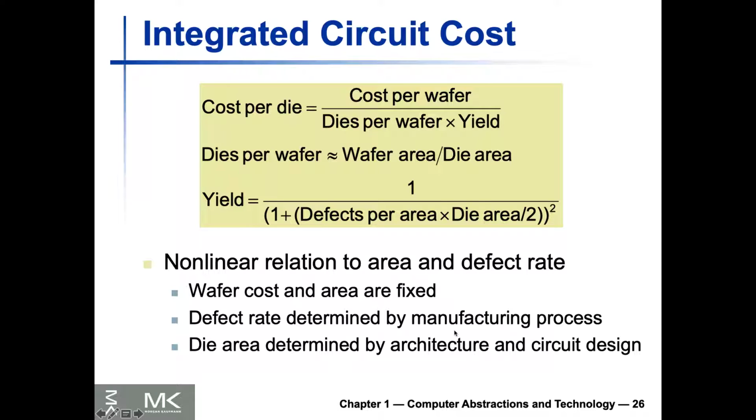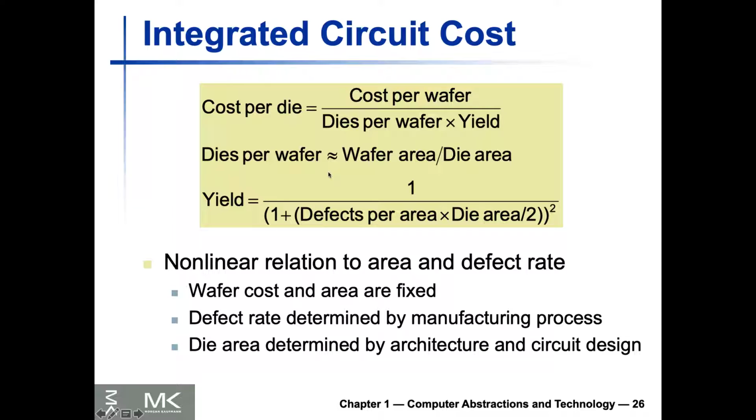So having the yield metric, we can compute the cost per die, right? It's going to be cost per wafer divided by dies per wafer, multiplied by the yield. So the second formula: dies per wafer is approximately equal to wafer area divided by die area.